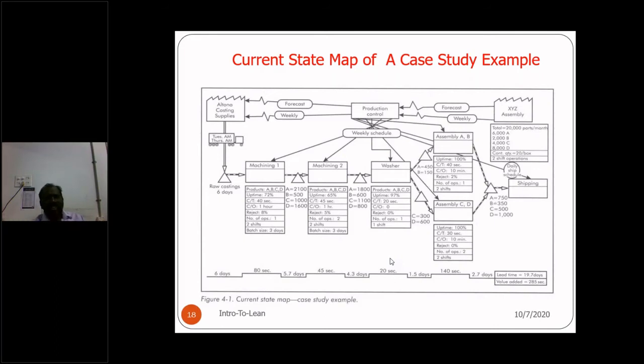So this is the way you have to understand any case study. Whenever you take any case study in lean manufacturing, what you have to do is look at the strengths, weaknesses, opportunities, and threats. You have to take care of these things in a very delightful way.